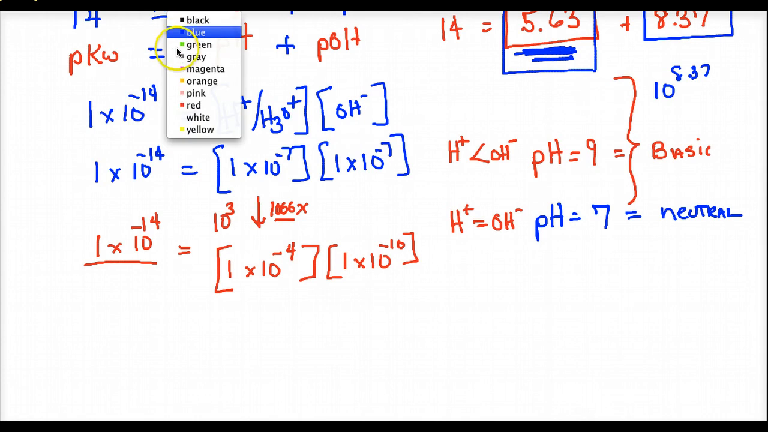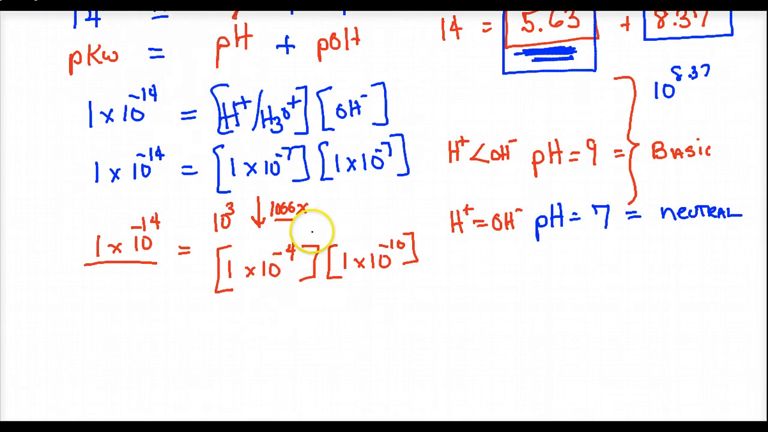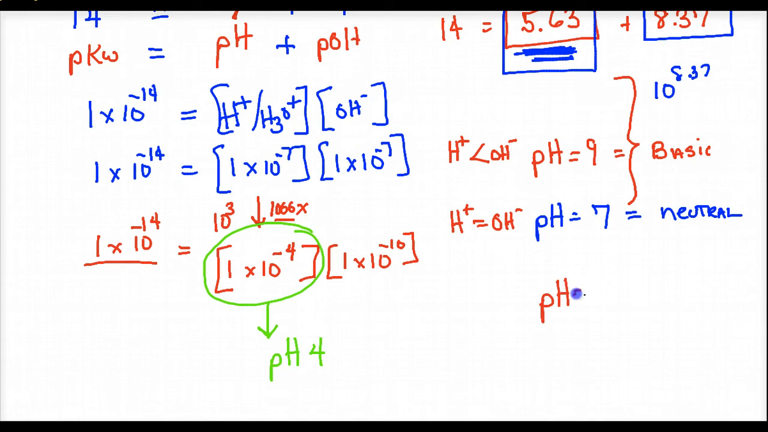What's our pH? Our pH is always about the H plus. Negative log of that is a pH of 4. So when the pH is 4, we say we're in an acidic solution, or an acidic range. Anything below 7 is acidic.